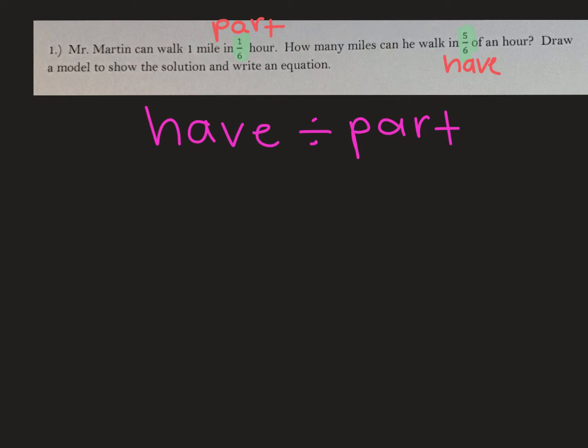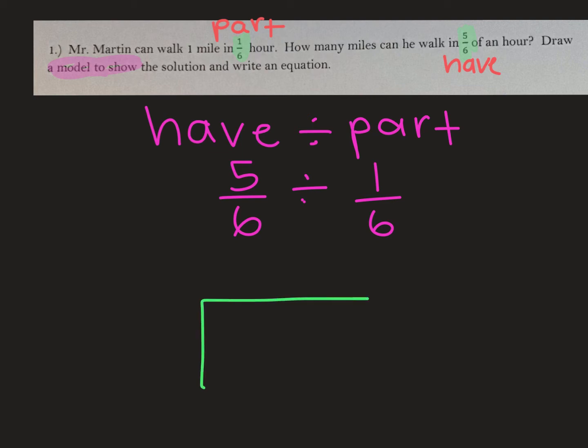So remember I said it's what we have, 5/6, divided by our part, which was 1/6. And in this problem, they did ask us to model to show our solution. So let's go ahead and do that. Remember, when we're modeling a fraction divided by a fraction, if our first number is a fraction, we only need one box.